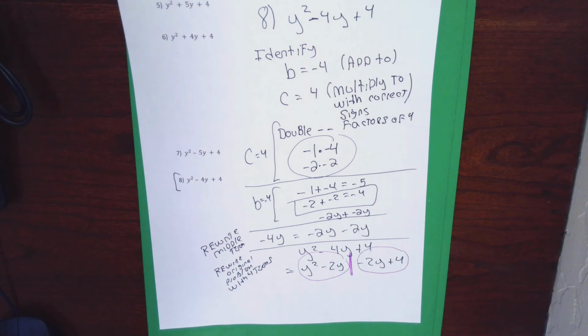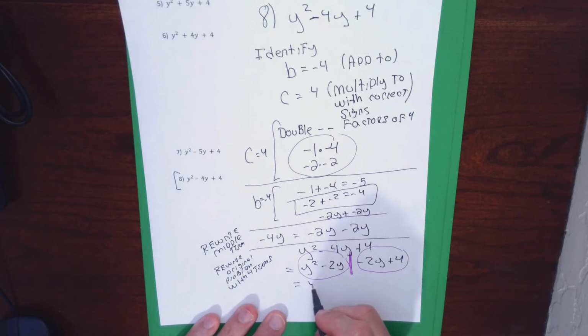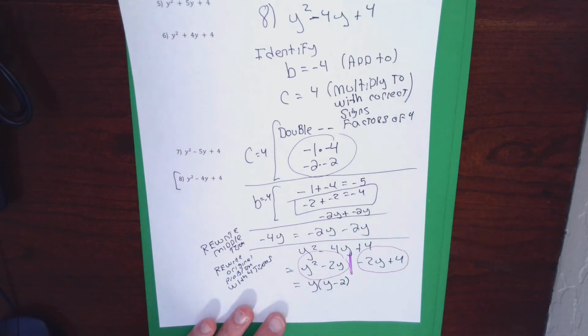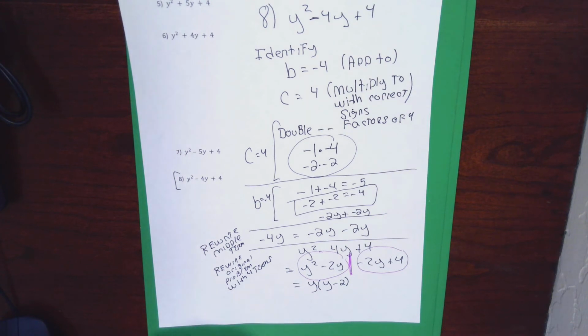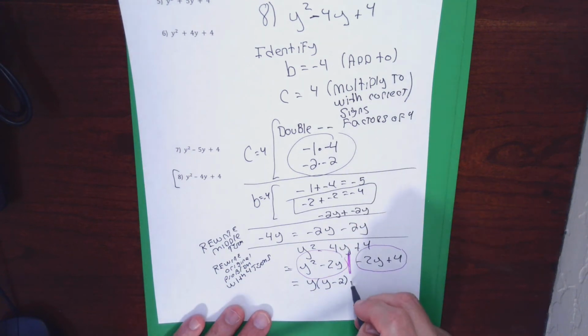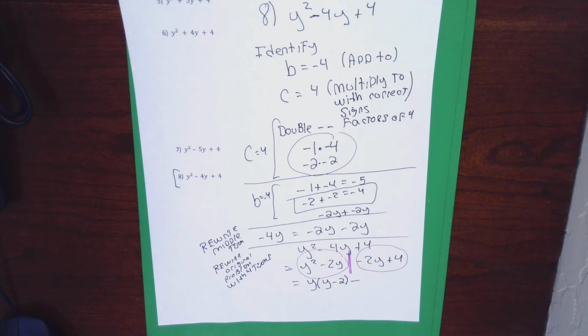To the right of that vertical bar, I have to factor out a negative and change some signs. To the left of the vertical bar, there's just a common factor of a y. When I factor out a y, to the left of the vertical bar, I'm just left with y minus 2. To the right of the vertical bar, I have to factor out a negative because that 2y has a negative in front of it.